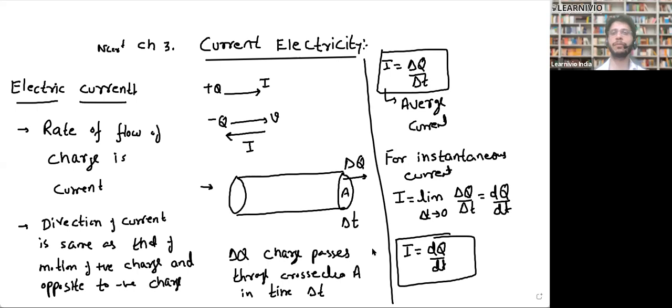Direction of current is same as that of motion of positive charge and opposite to that of negative charge. So if you have a negative charge which is moving to the right hand side, then the current will be to the left hand side. Next, how do we calculate current? We calculate current through rate of change. So we take a conductor, its area of cross section is A. Area of cross section means area of the ends only.